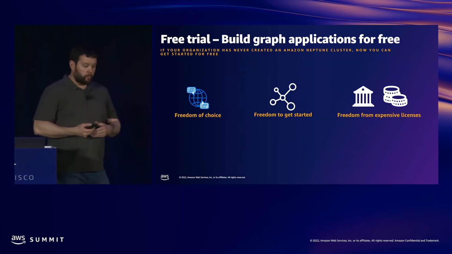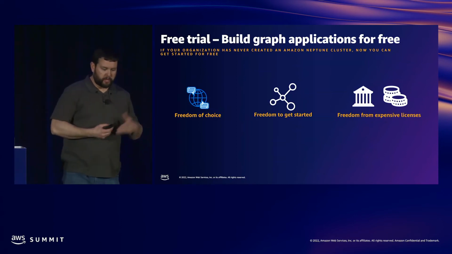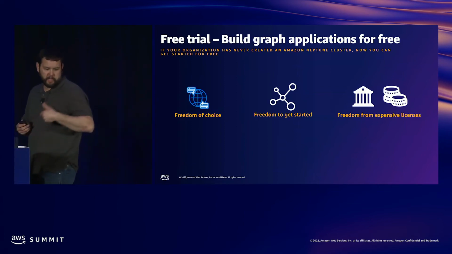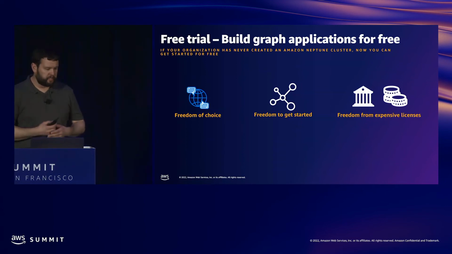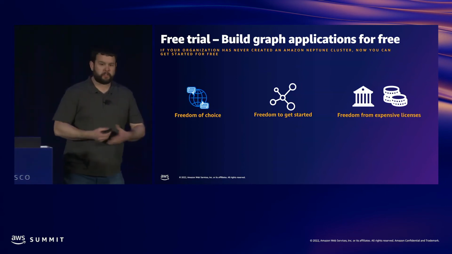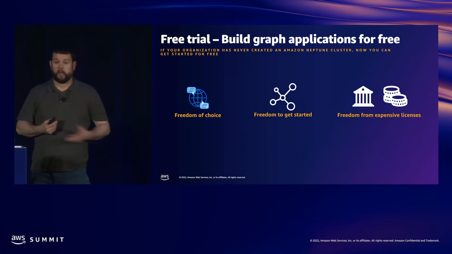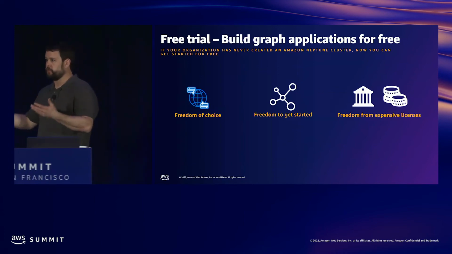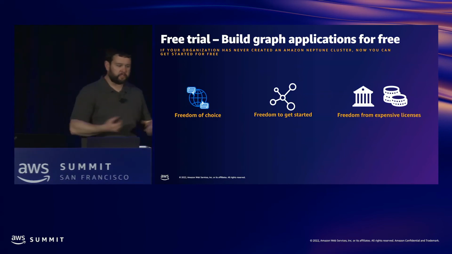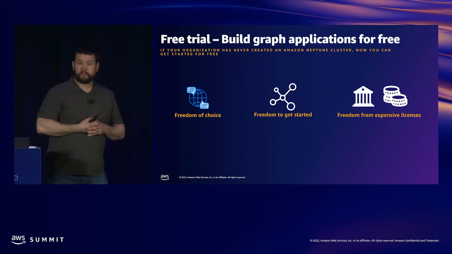For any eligible customer, you can get 750 hours of T3 medium instances, 10 million I/O operations, 1 gigabyte of storage, and 1 gigabyte of backup, and like I mentioned, there are no feature restrictions on what you can do with that data. So this is a really great way to start with graphs if you're new to them, or to start trying some of the things we've shown you today.